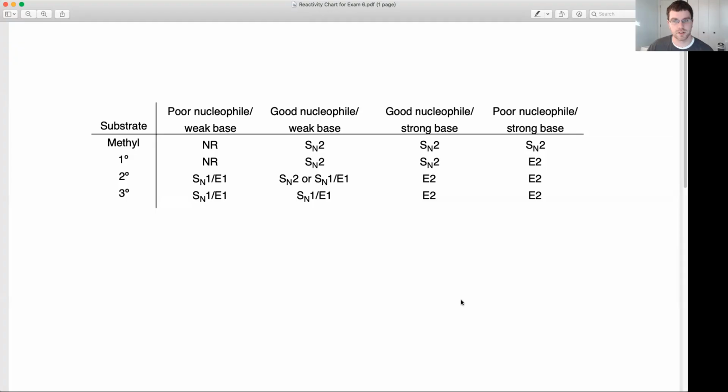In this video, we're going to talk about strategies to determine when you have an SN1, SN2, E1, or E2 reaction. And so this really involves using this chart that I've got shown here.